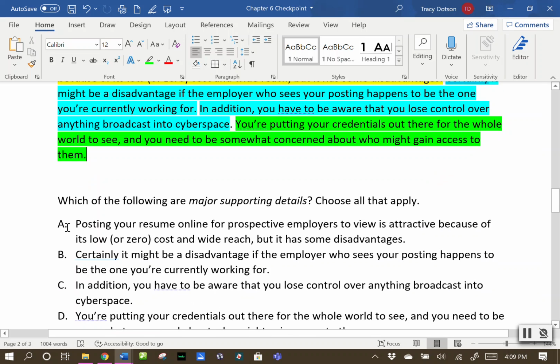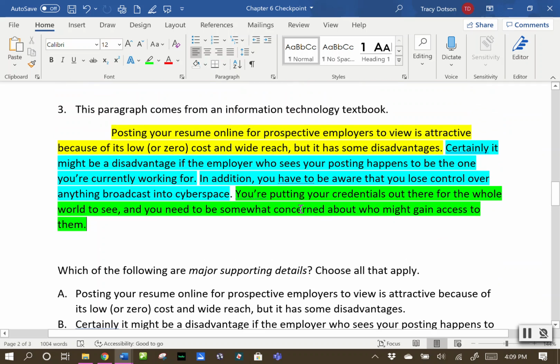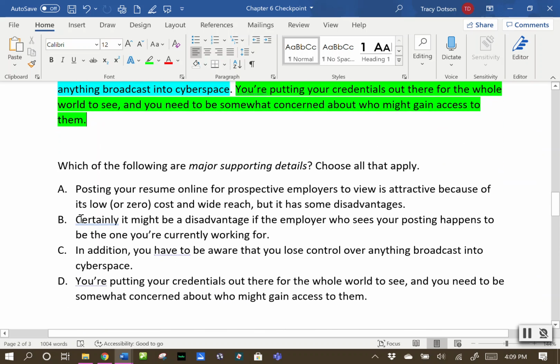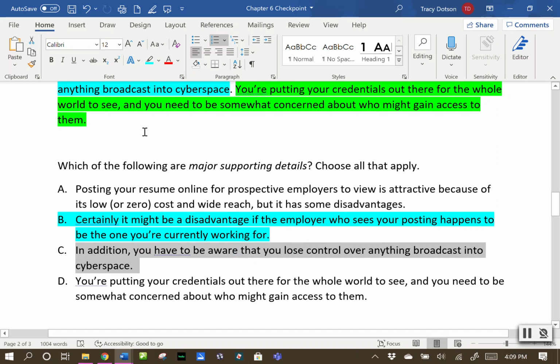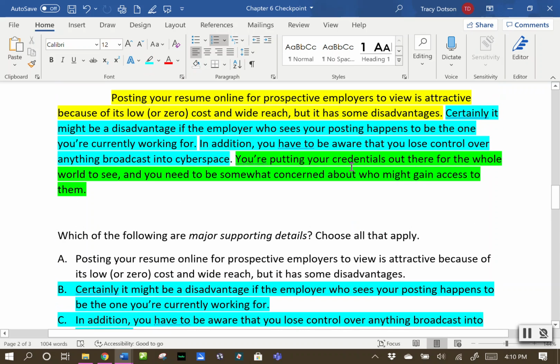Okay? So this A, that's our main idea. It's not going to be A. B, yes, that is one of our major details. C, yep, that one too, but not D, because it was a minor detail. Okay?